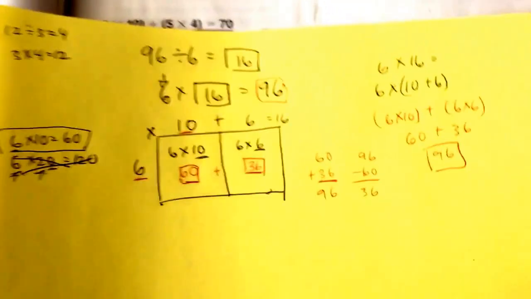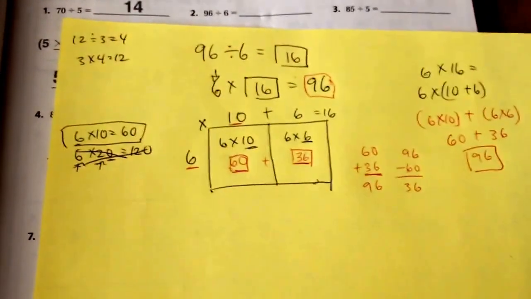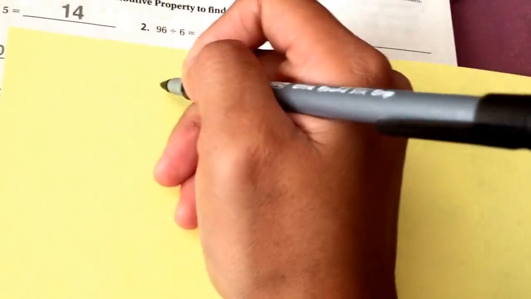I'm going to do one more because I don't love the way I explained it. And if you have any questions, you could ask me or slow it down and rewind this video. Let's do one last one, and hopefully this one I'll explain it the best. I'm running out of space, so I'm going to use the back side of this now. I'm going to do 85 divided by 5.